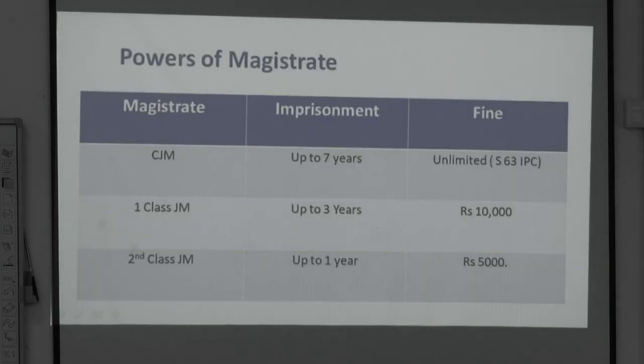Now, this is important. Power of magistrates: the Chief Judicial Magistrate can imprison anyone for up to 7 years. 7, 3, 1: CJM 7 years, First class judicial magistrate 3 years, Second class 1 year. Fine: unlimited. The CJM can fine you unlimited.